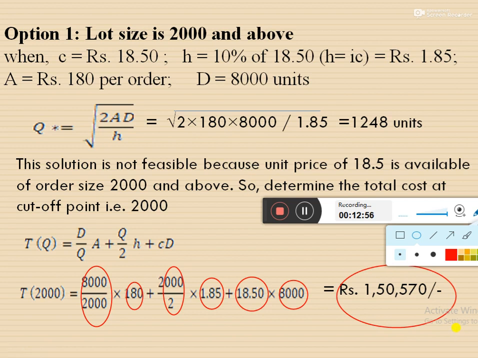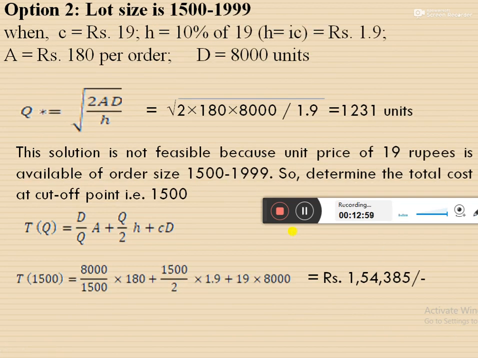That is equal to 1,50,570 rupees. In a similar manner, now we would consider option 2, in which the lot size is between 1500 to 1999. In that case we would get a unit price equal to 19 rupees.